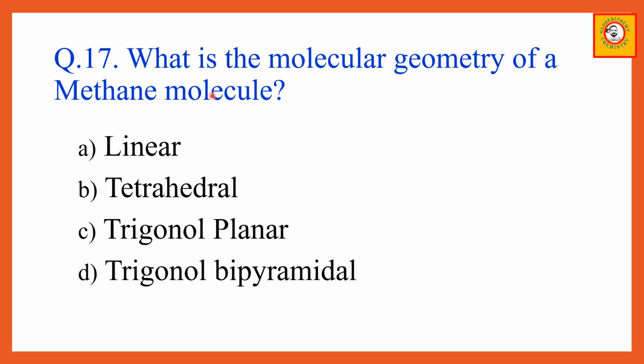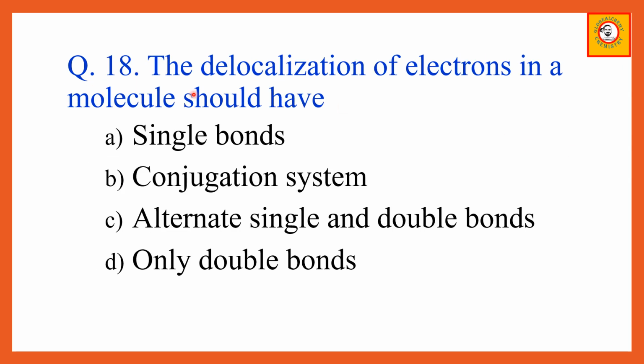Question 17. What is the molecular geometry of a methane molecule? The answer is tetrahedral. Question 18. The delocalization of electrons in a molecule should have single bonds, conjugation system, alternate single and double bonds, only double bonds. The answer is conjugation system and C, alternate single and double bonds. Alternate single and double bonds are also called a conjugation system in a molecule.